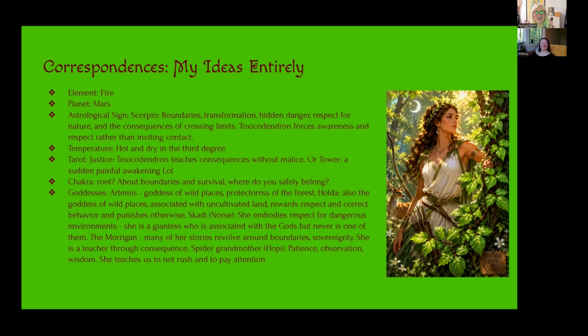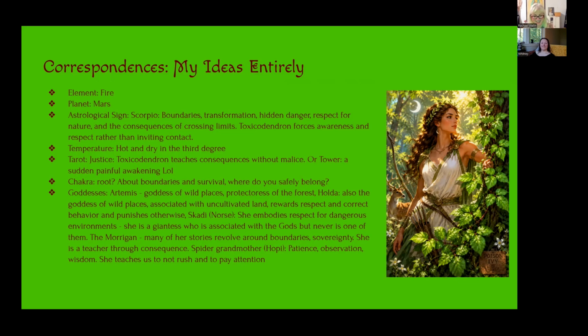And then the Spider Mother, who is from the Hopi tradition. The Spider Mother isn't really about wild, forested areas or anything, but she's about patience and wisdom and being very observant, which is what Toxicodendron calls us to be, very observant of our surroundings. She teaches us not to rush into things, but to pay attention.